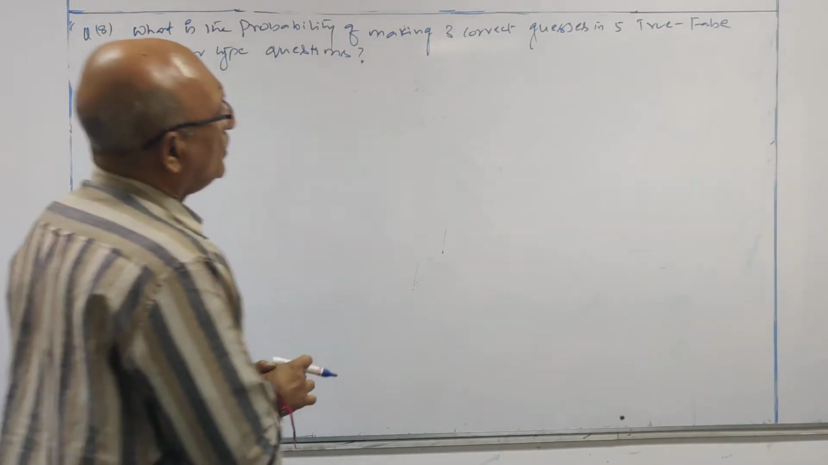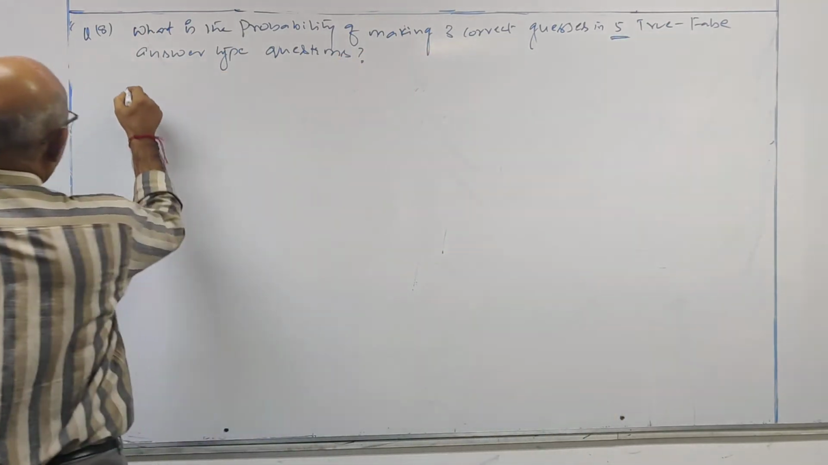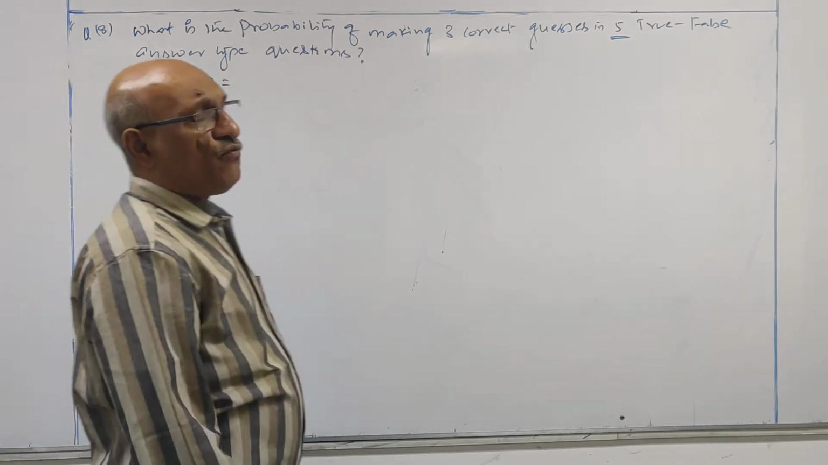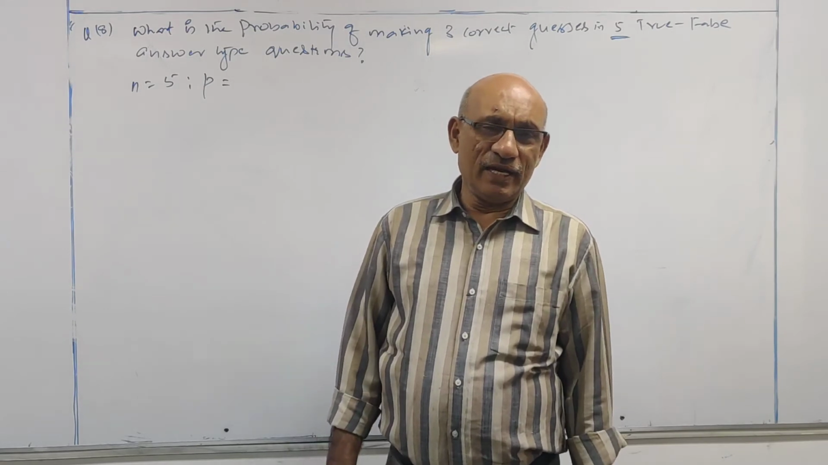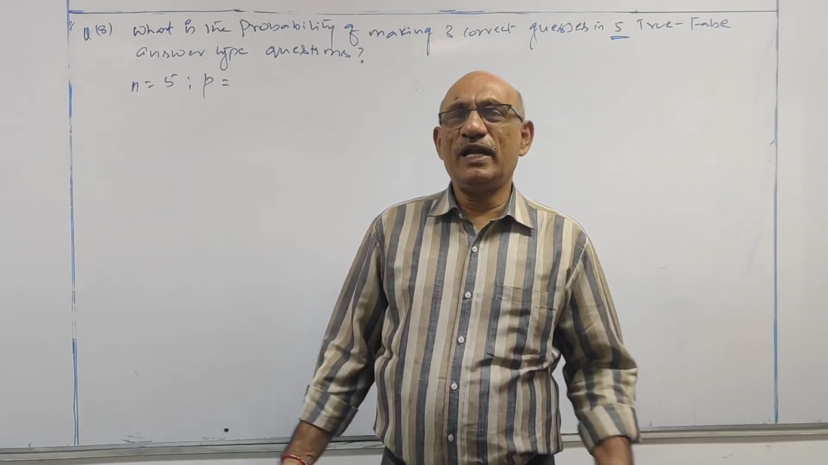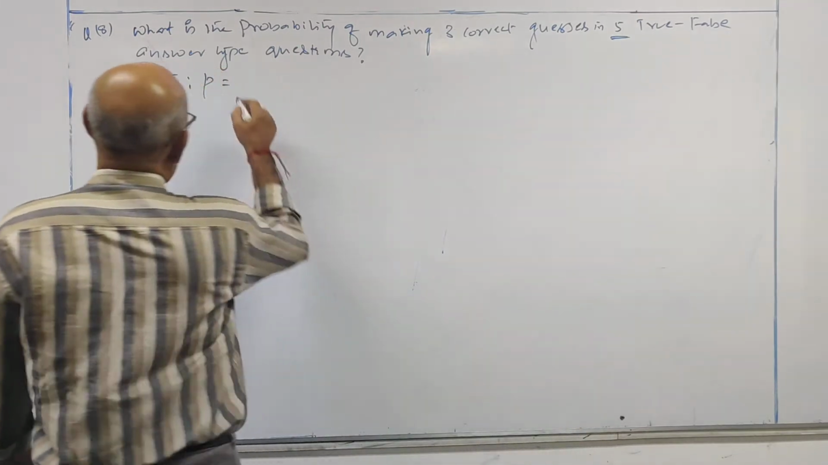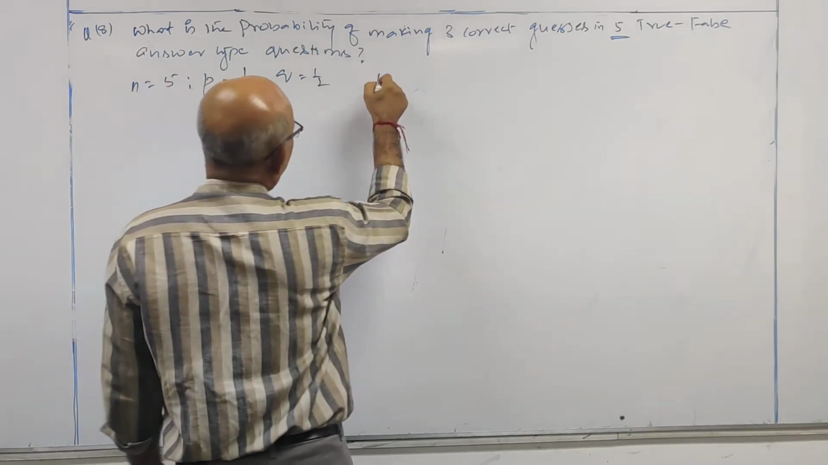Look at this, how many questions are taken? 5 questions are taken. N is equal to 5. When it is a true false answer type questions, probability of guessing correct answer is 1 by 2. Probability of not guessing the correct answer is 1 by 2. So P is equal to 1 by 2, Q is equal to 1 by 2.